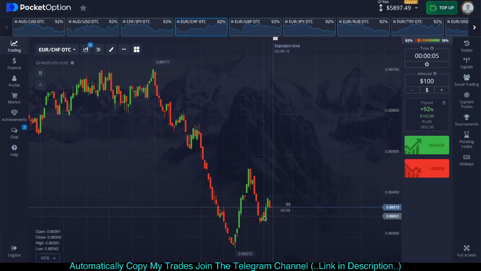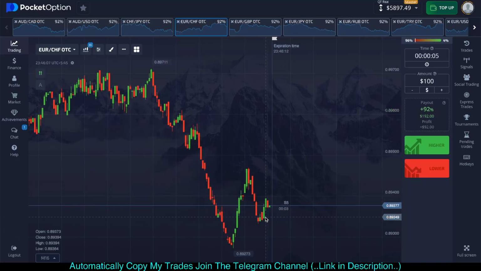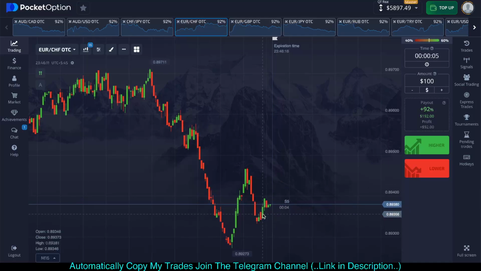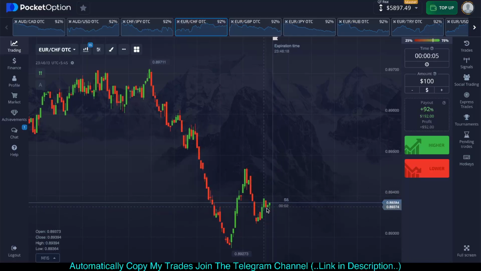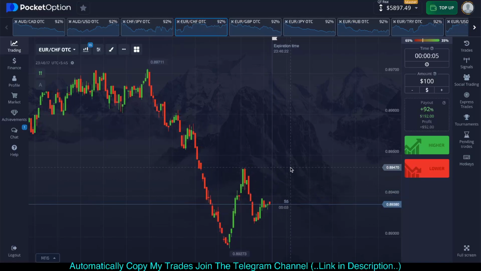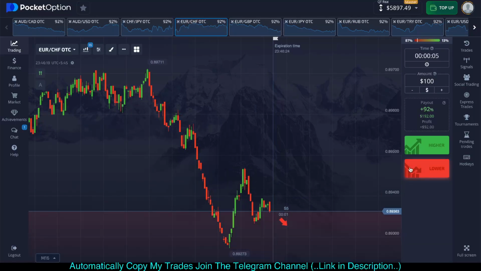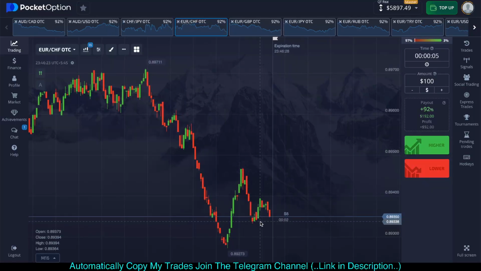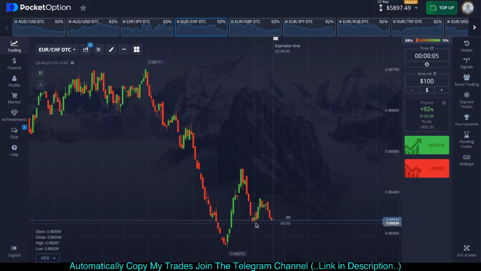Here you can see the market is trying to go straight up. But let's wait and see what happens. For a clear signal, we need this kind of uptrend. If it is going straight up, then we can make a trade by clicking on higher in this condition. But as you can see, it is trying to fall down. Now this area is a little bit of a support area.